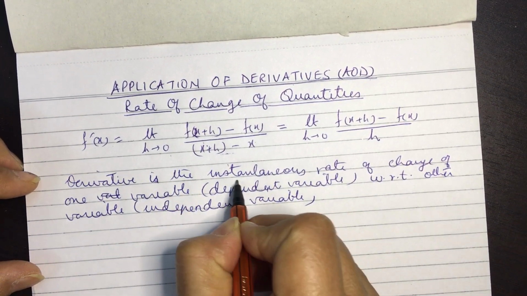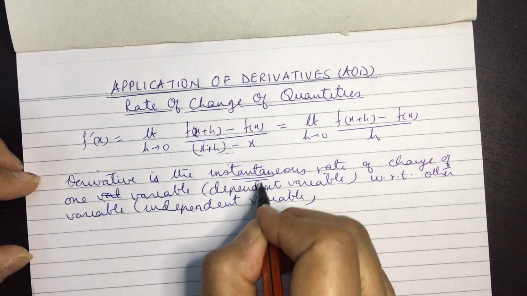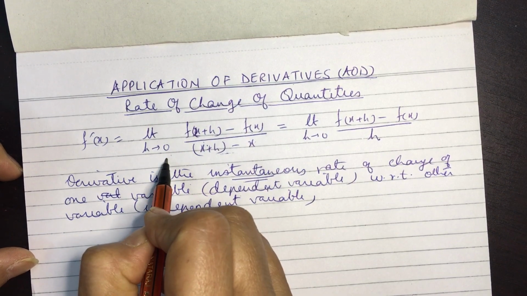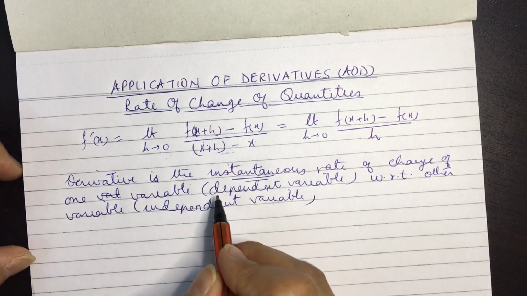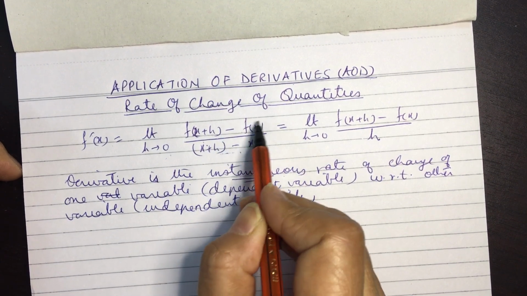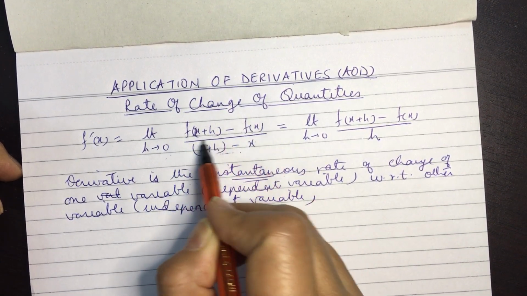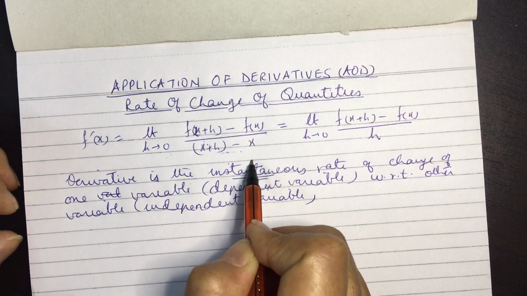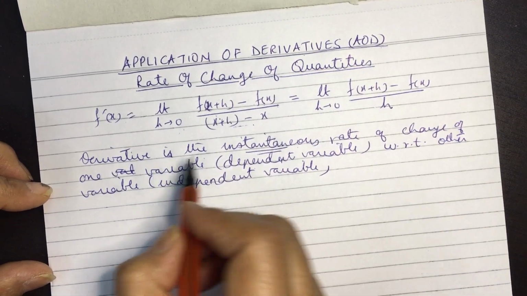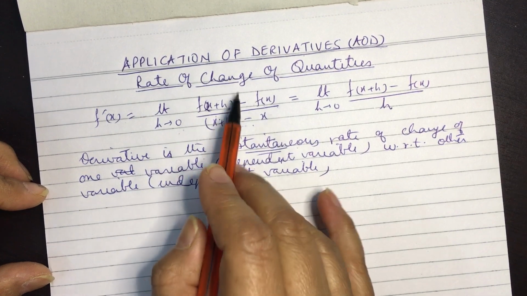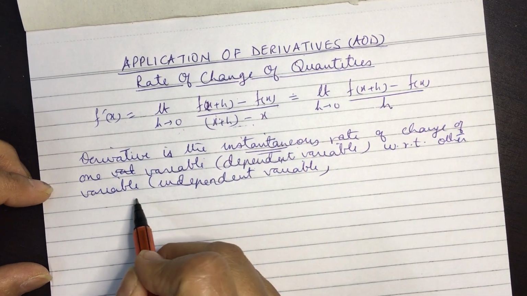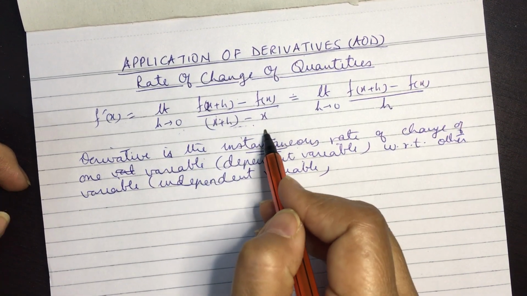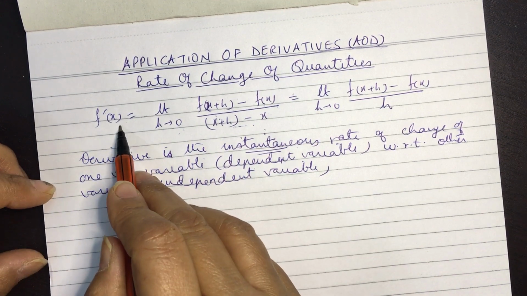The derivative is the instantaneous rate of change. By instantaneous we mean at that very instant, and limit h tends to 0 gives us that. Instantaneous rate of change means it's a ratio, the rate at which one variable, the dependent variable here, changes with respect to the other variable, the independent variable here. And so the derivative will help us to find the rate of change of quantities. Suppose we have to find the rate of change of f x with respect to x, we simply find f dash x.